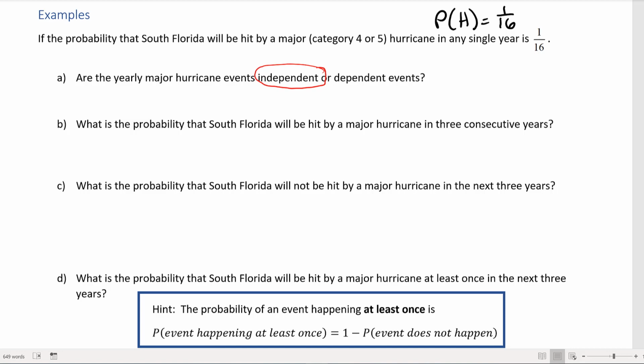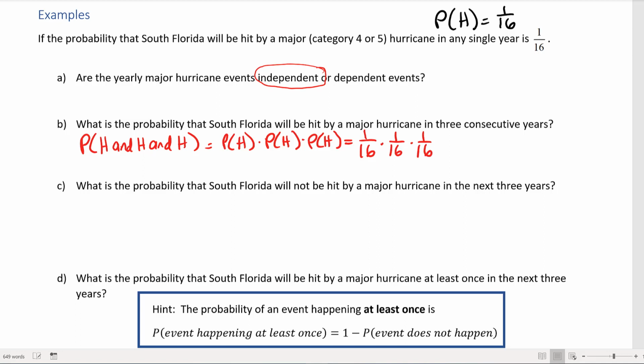Now, because we have independent events, when I'm trying to find the probability of the event hurricane happening in the first year, and we'll say H in the second year, and H in the third year, I'm going to just simply multiply probability of H times probability of H times probability of H. And probability of H is 1/16th times 1/16th times 1/16th. I don't have to worry about given that something's going to happen the year before because they're independent.